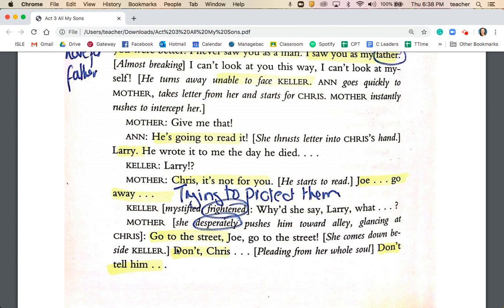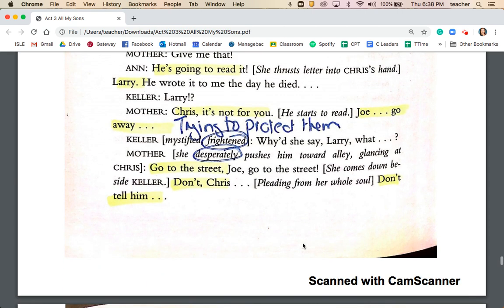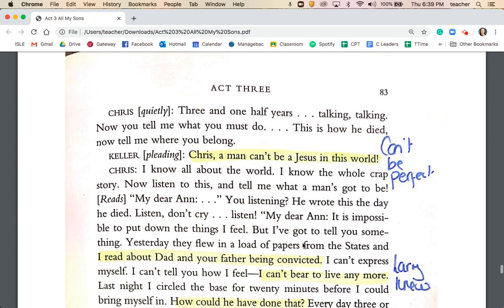She tries to send Joe away. Go to the street, Joe. Don't, Chris. She's pleading from her whole soul in the stage directions there, desperately trying to avoid them reading what's in this letter. And again, that exchange is just such a brilliant device used by Arthur Miller to build up the tension for the audience, because the more that Kate tries to stop Joe and Chris from hearing what's in the letter, the more we want to hear what's in the letter, and we need to hear the truth in the same way that the characters do.